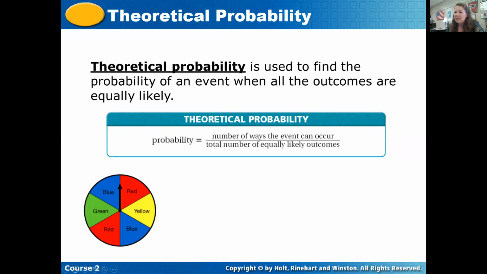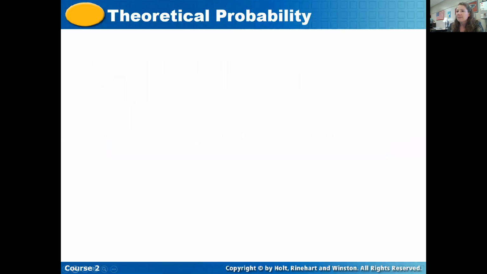For example, here we have a spinner. That's not a number cube, that's a spinner. So our denominator would be 1, 2, 3, 4, 5, 6. And then if I want to know the probability of getting a red section, my probability would be 2 out of 6, right? Or 1/3.